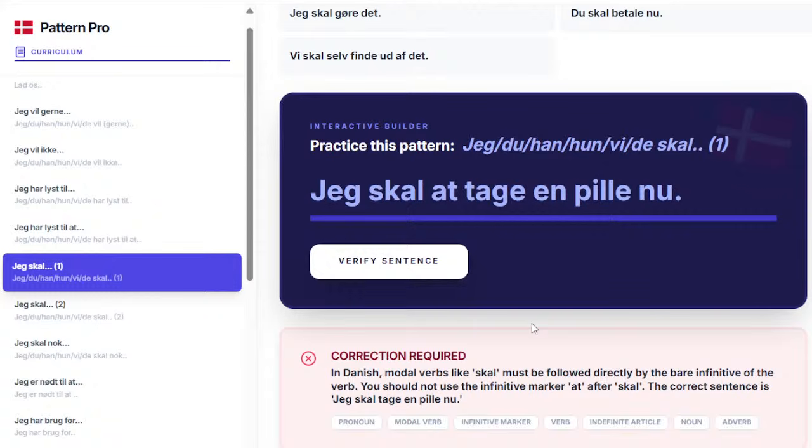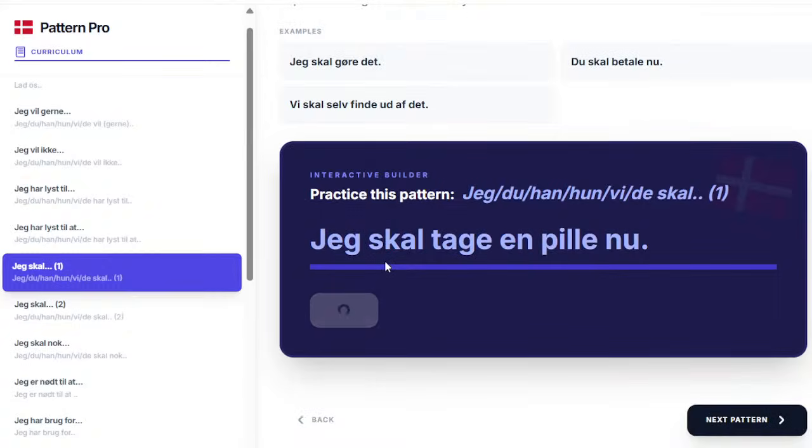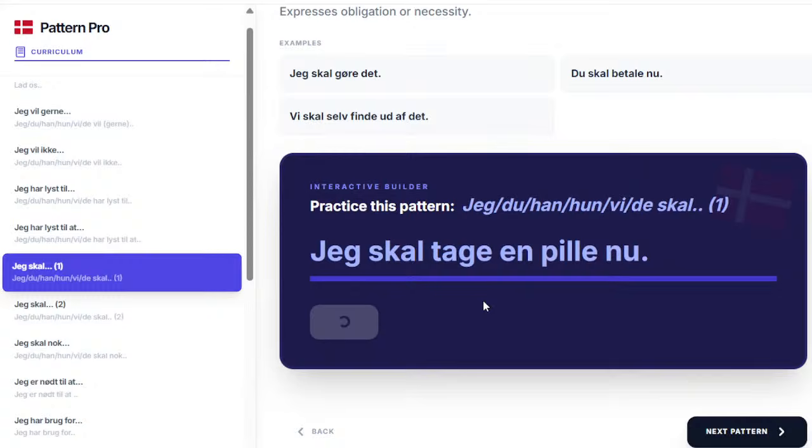So, some people, learners, they get this idea that you're supposed to put at in there. Like I have to or I want to. But skal and vil and må, all these modal verbs, you don't put at after them, okay? You don't say vil at, you don't say skal at, you don't say må at, and so on. So it's pretty important. Så jeg skal at, no, take out the at, right? Jeg skal tage, I gotta take. Jeg skal tage en pille nu.